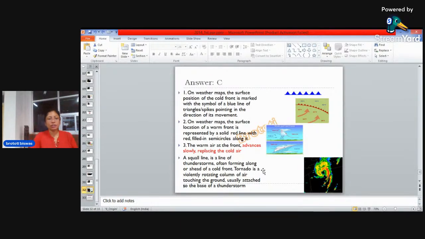In the third option, when two air masses, the warm air mass and the cold air mass, meet each other, then what happens? Warm air slowly replaces the cold air. Slowly it rides above the cold air. And what it had said previously, that there is violent uplifting. So there is no violent uplifting, slowly it gets replaced.